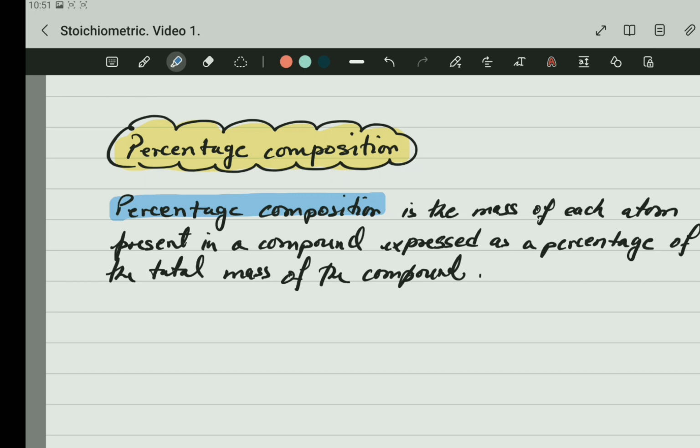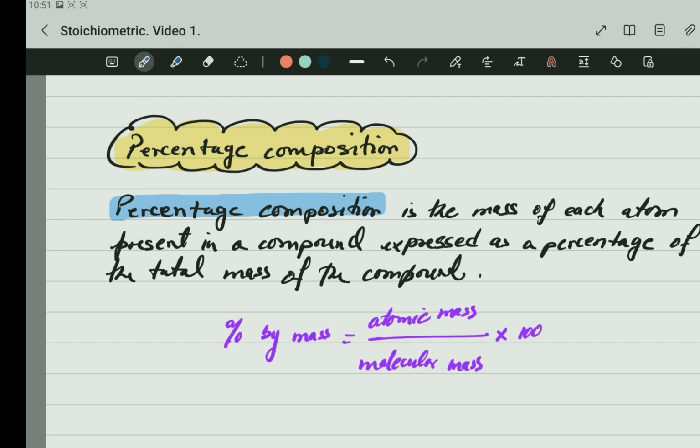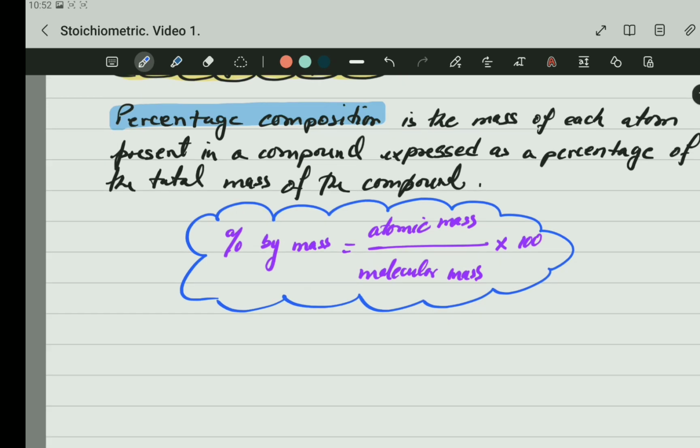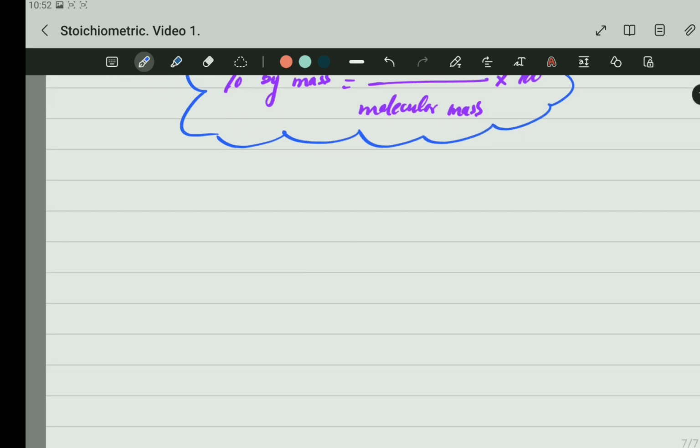And to calculate this one is like calculating any percentage, okay? So to calculate this one, we have percentage by mass, which is what we want to calculate, will be equal to the atomic mass, the mass of each atom individually, divided by the molecular mass, that is the mass of the whole molecule, multiplied by 100. That is more or less the formula. It is a normal percentage calculation, okay? So saying that, we can look at one example quickly.